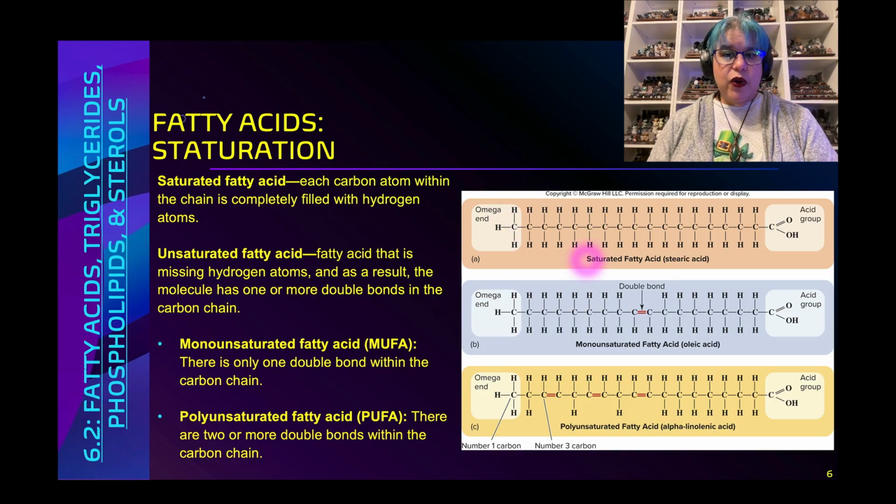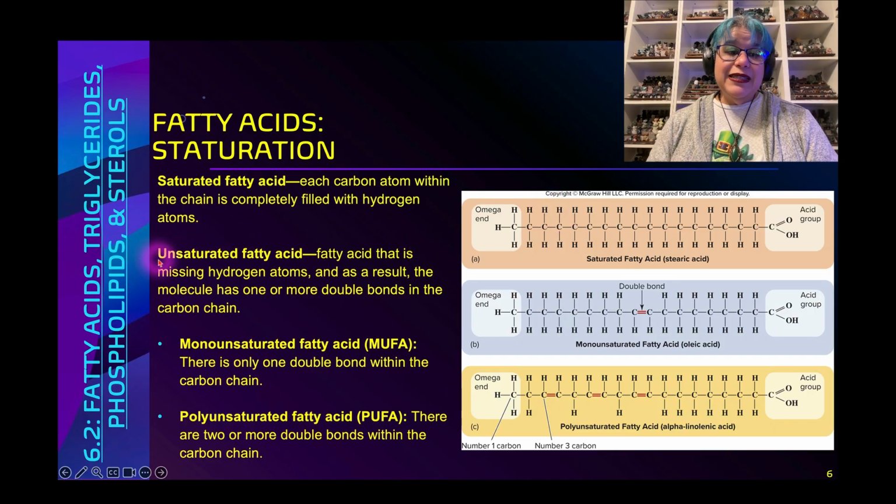In this case, we have 3 hydrogens, 1, 2, 3. Here, though, I've got a carbon and a carbon, so I'm already taking up 2 of the things that I can bond to. But those last 2 are going to be full of hydrogen. And you can see that every single carbon here in this chain has as many hydrogens as it can carry. So it's saturated. It's full of hydrogens.